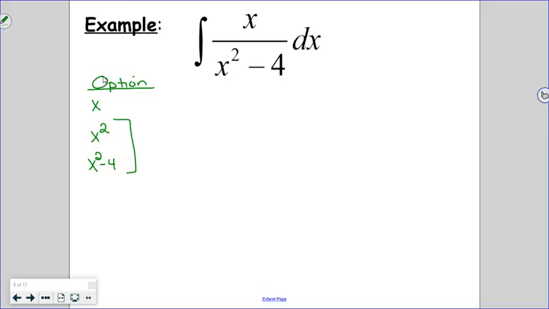These two, when you guys were talking to me about this derivative, did you notice that the derivative is similar to the other function in that problem?